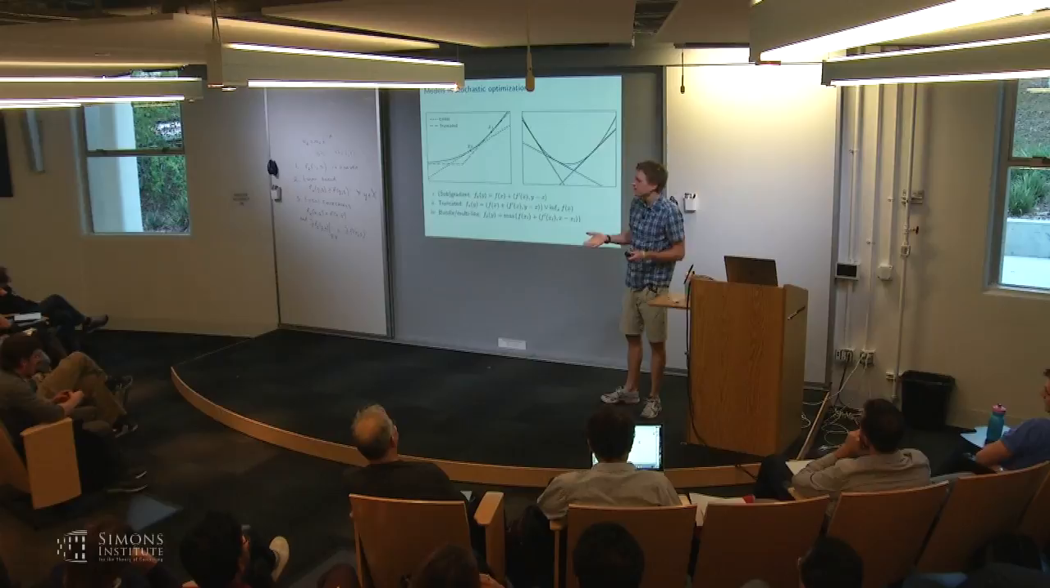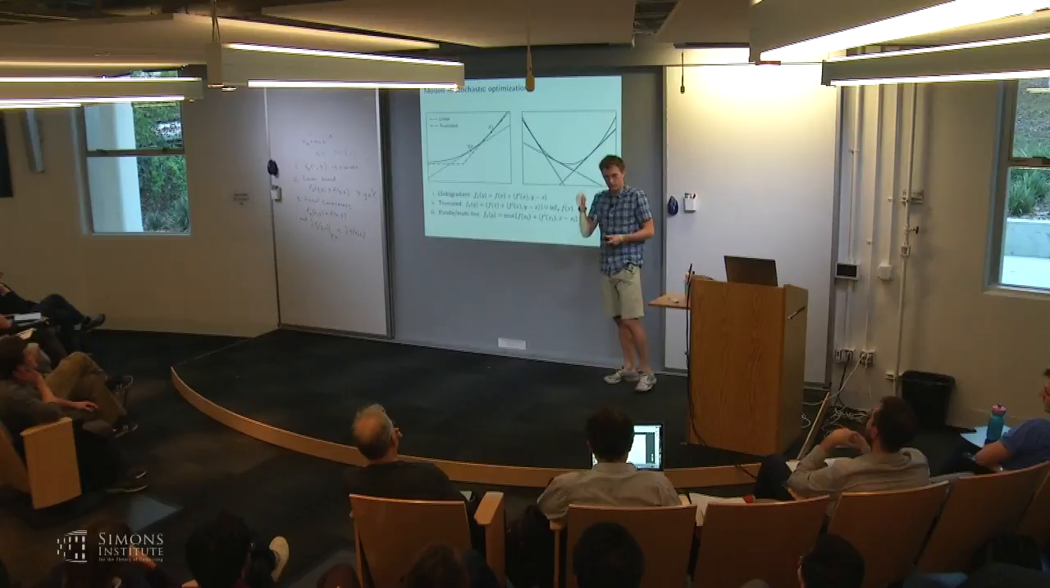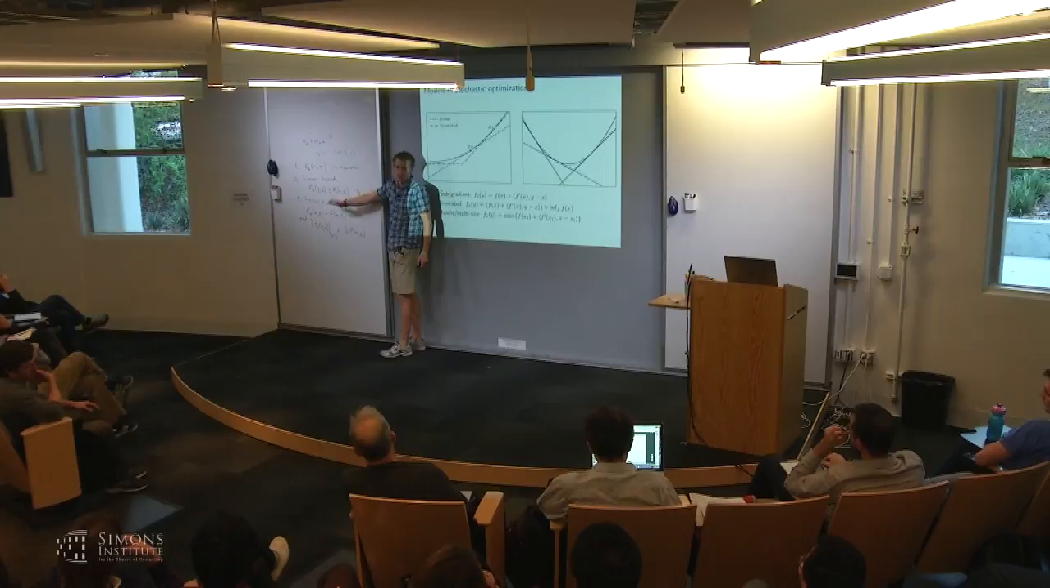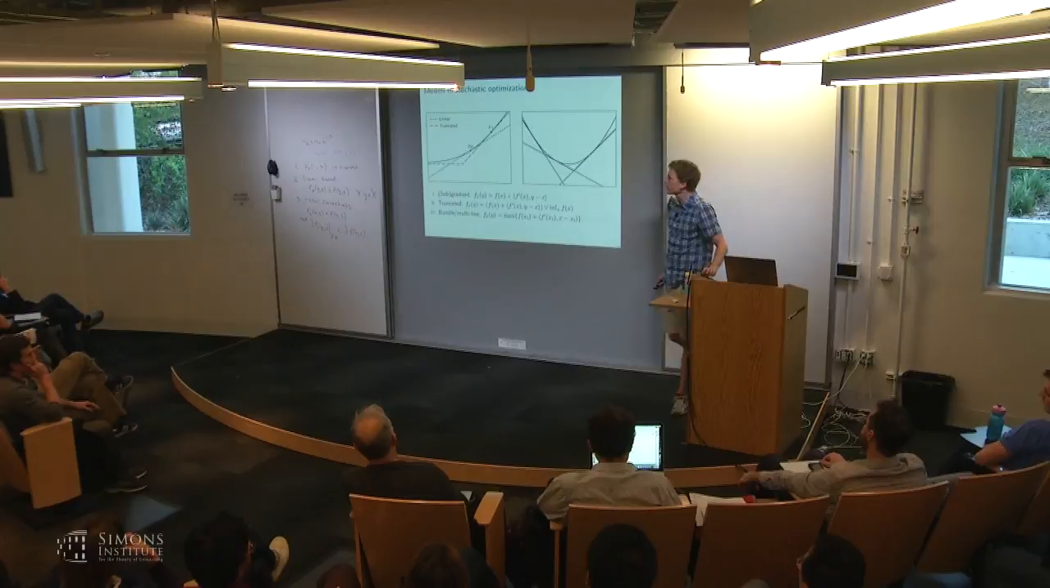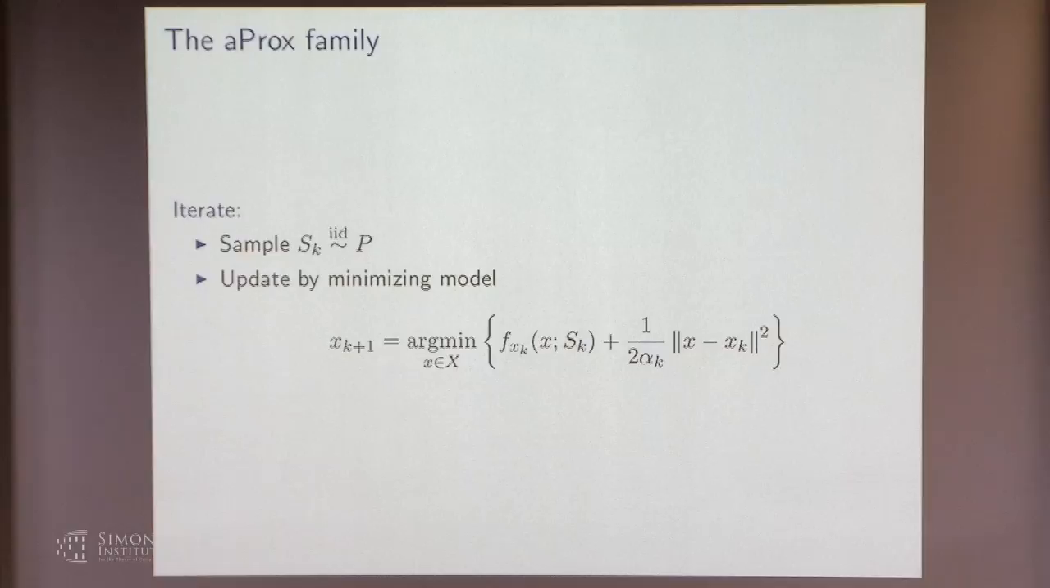Oftentimes, frankly, you don't even need to make an approximation to your function at all, because you're only computing an update for one sample, and these are very easy functions to minimize. So you may make no approximation to f of y s. You might just say, let's just use that in the update because it's only one sample, it's easy. All right, so with all of that said, all of these models are possibilities. We're going to just consider this family of methods that draws a random sample and updates by minimizing my randomly sampled function or randomly sampled model.